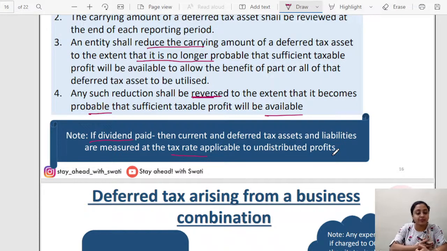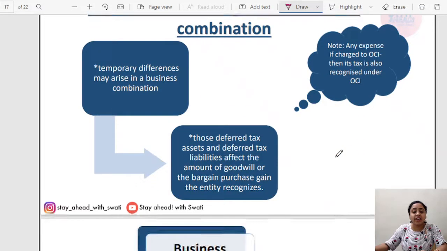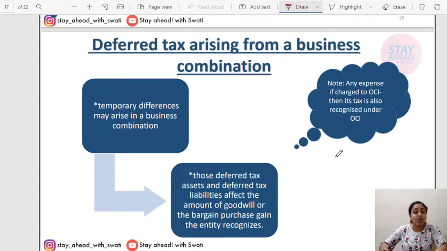Are you clear? Next, deferred tax arising from business combination. On business combination there might arise DTA and DTL. Firstly, it is always adjusted towards goodwill.